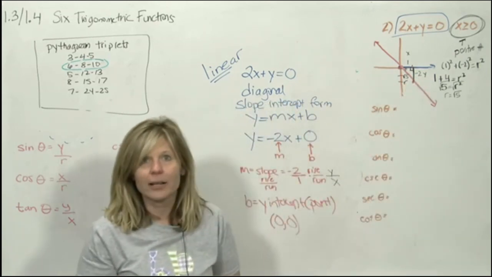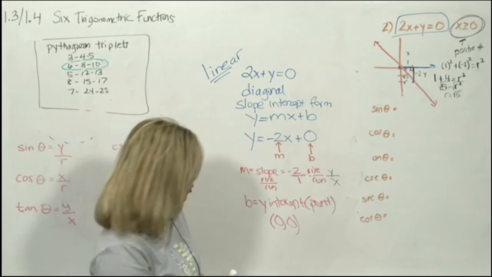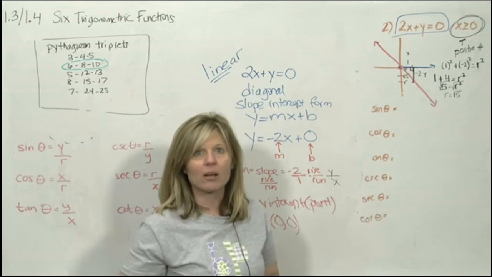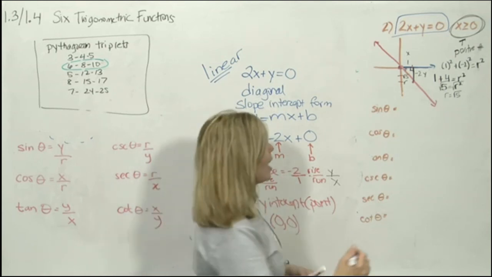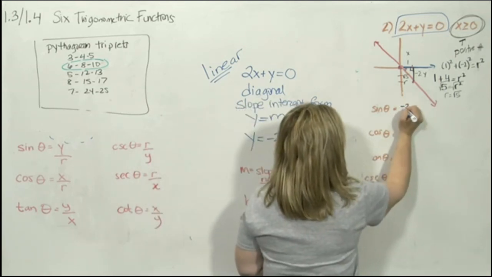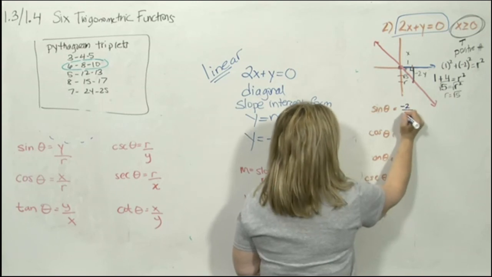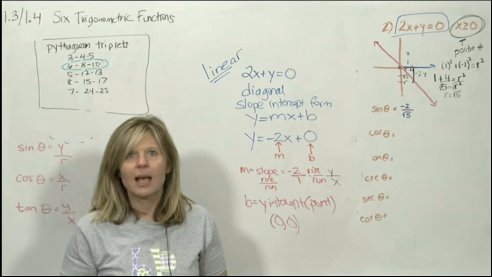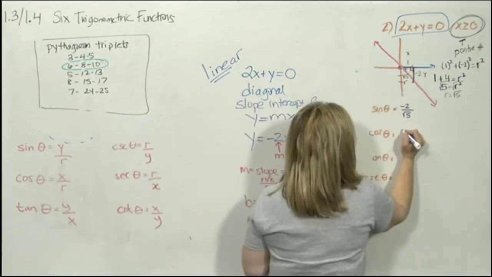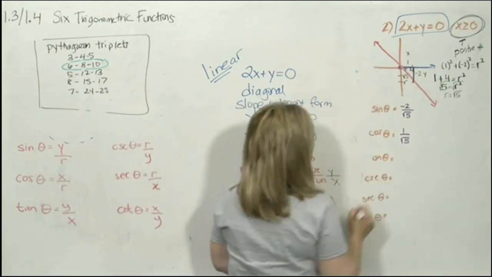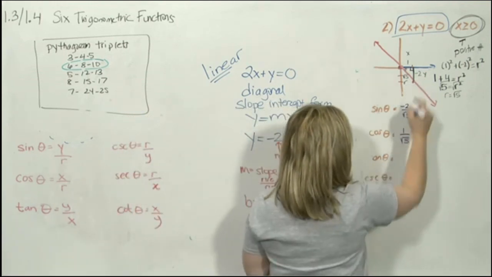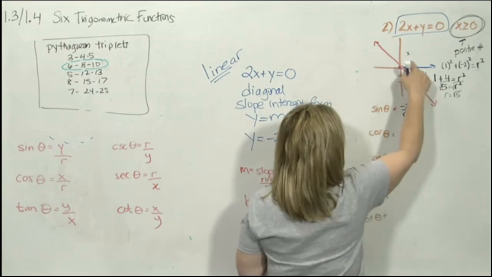Now, finally, we're ready to do trig. We're ready to define the 6 trig functions. So what are our definitions? Let's say them out loud. Sine is y over r. Negative 2 over square root of 5. Cosine is x over r, 1 over square root of 5. Tangent is y over x, negative 2 over 1.